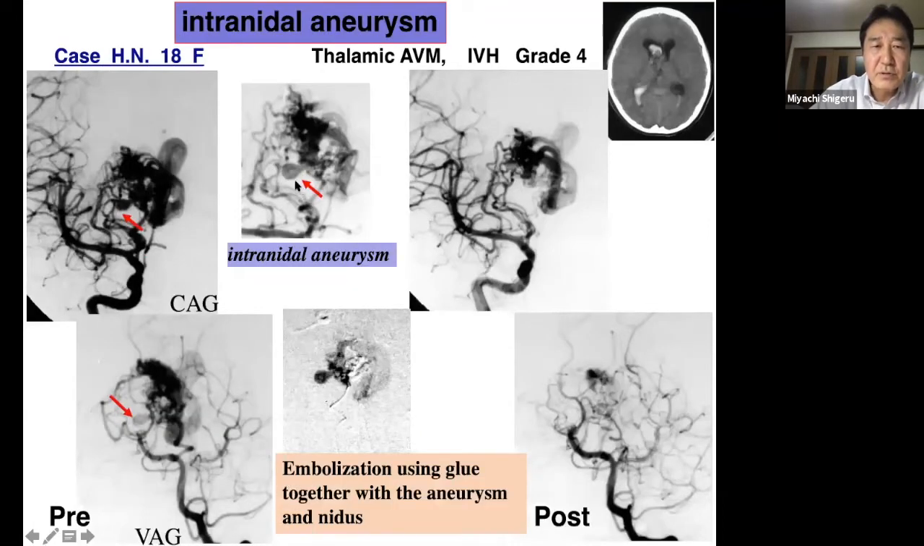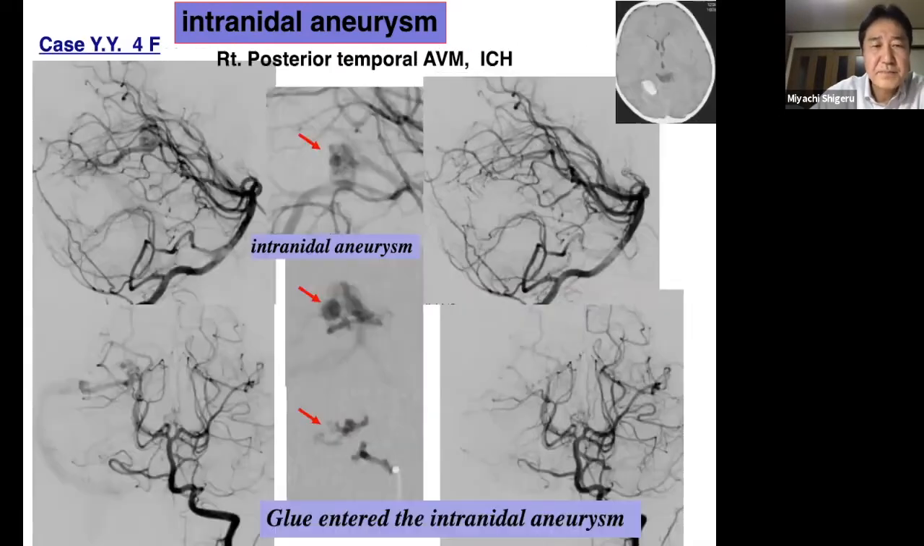This is a typical intranidal aneurysm, and this is a ruptured one with a thalamic hemorrhage. So we embolized it with the microcatheter, the nidus as well as the aneurysm. So this is after the embolization, and he goes to radiosurgery after the embolization.